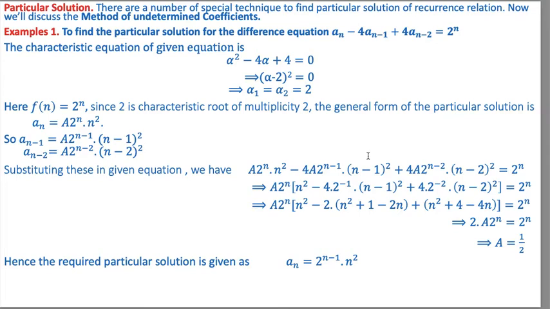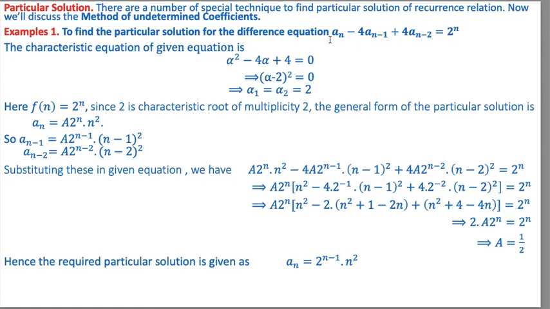There are many techniques to find the particular solution of a recurrence relation, but today we will discuss the method of undetermined coefficients. So how to find the particular solution of the difference equation a_n minus 4 a_(n-1) plus 4 a_(n-2) equal to 2^n?